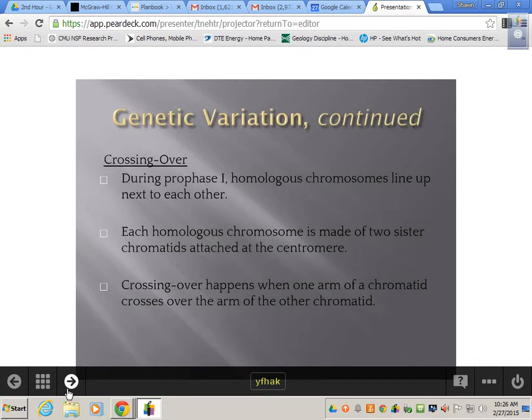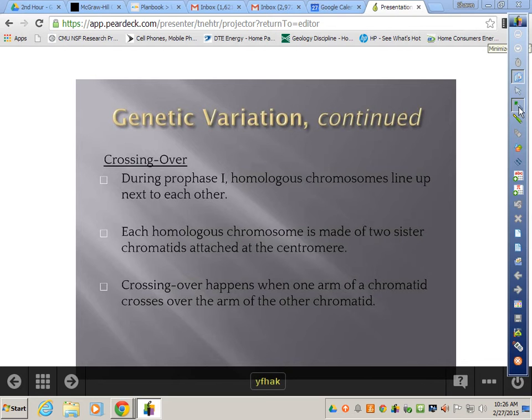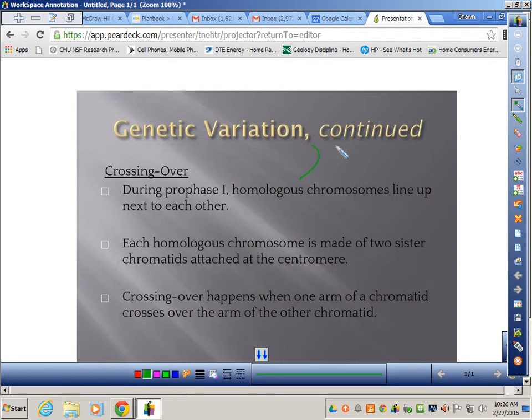So during prophase 1, you guys told me the homologous chromosomes line up next to each other. Each of them is made of two sister chromatids attached at the centromere, and crossing over happens when one arm of one chromatid crosses over the other arm of the other chromatid. So if you have one chromosome here and another chromosome here, when they are next to each other, they actually swap bits and pieces of what they are. And then we have 1, 2, 3, 4 completely genetically different chromatids.